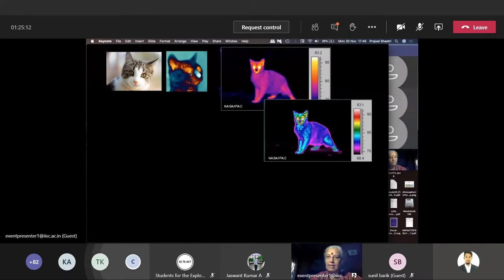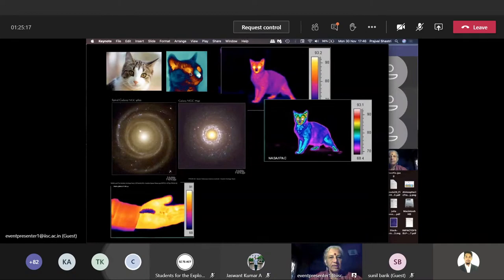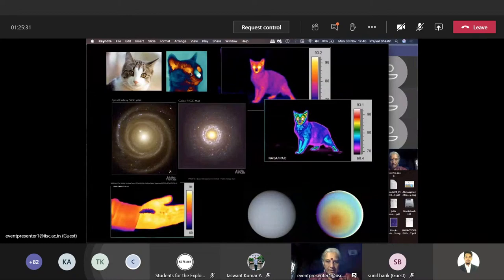So these, for example, are true color pictures of galaxies in the sky, meaning to say that they have been rendered in a way that the human eye would see if the human eye could see these galaxies. And here is the planet Uranus, the same picture shown twice. On the left is the so-called true color picture, that is the way the human eye would see. And on the right is a false color picture where colors have been used to depict the intensity. So that's what I mean by false color pictures. I will be showing a lot of them.